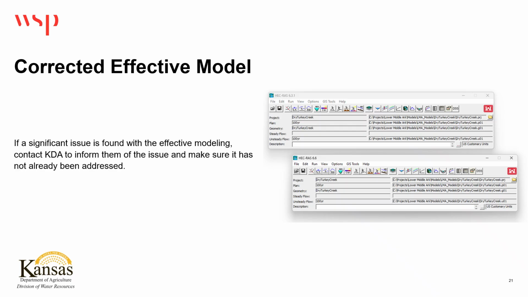If a significant issue is found in the effective modeling, then you should get in contact with KDA to inform them of the issue. It may be that the issue has already been addressed in some way, or it may be that a mapping update is needed to correct this issue.